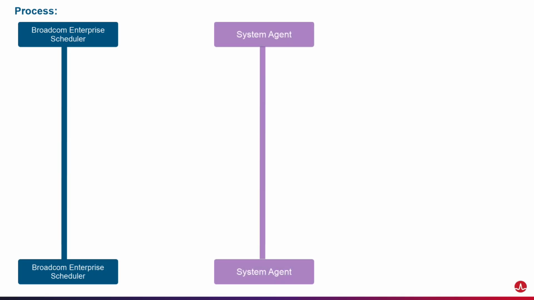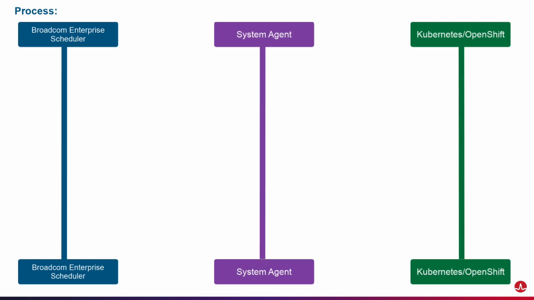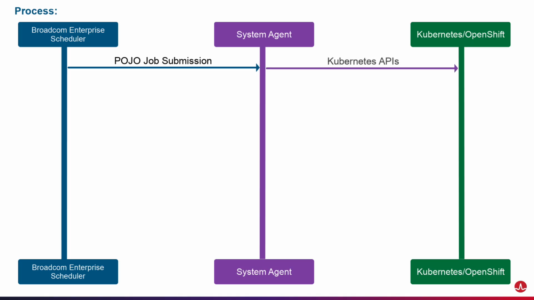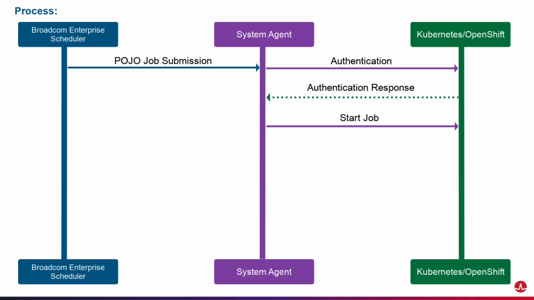The integration involves three main components: the AutoSys scheduler, the system agent, and the Kubernetes cluster. The AutoSys scheduler submits a POJO job to the system agent. The system agent receives the job and initiates communication with Kubernetes through the appropriate Kubernetes APIs. It authenticates using credentials defined in the J2EE authentication parameters of the job definition. Once authenticated, the system agent submits the execution request to Kubernetes to start the specified job run.